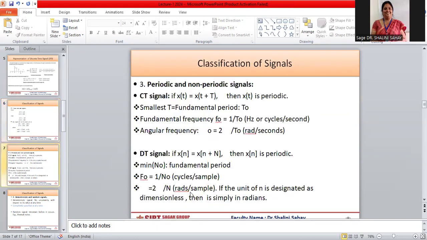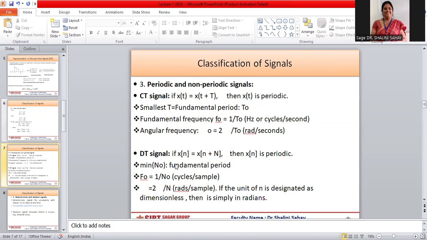The third classification of signals is periodic and non-periodic signals. In a continuous signal, if the signal repeats and follows the formula x(t) equals x(t + T), then x(t) is a periodic signal, where T is the fundamental period T0, and the frequency is represented as f0 equals 1 upon T0. And this is the formula for angular frequency.